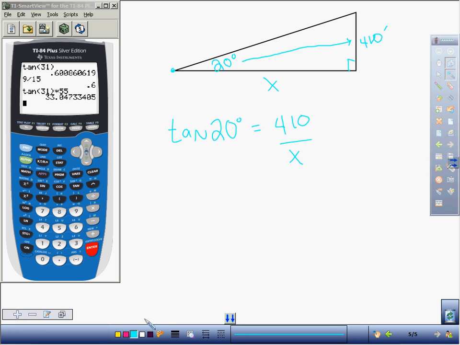Yes, you would multiply both sides by x. And then what would I do on top of that? Divide by this, right? Tangent of 20. Two algebraic steps at once: multiply both sides by x and divide by tangent of 20. In that case, the x's go away.